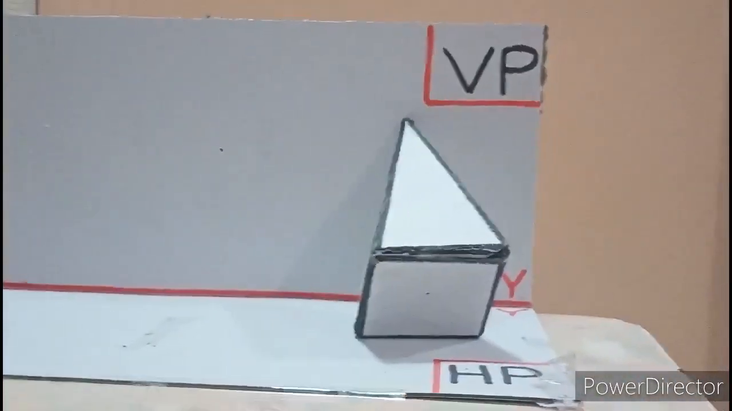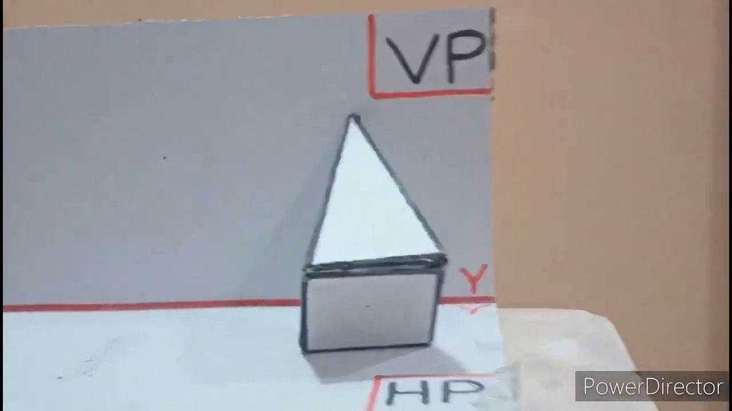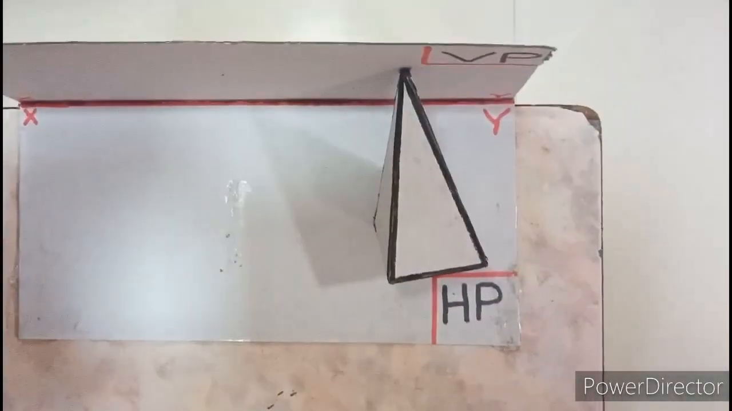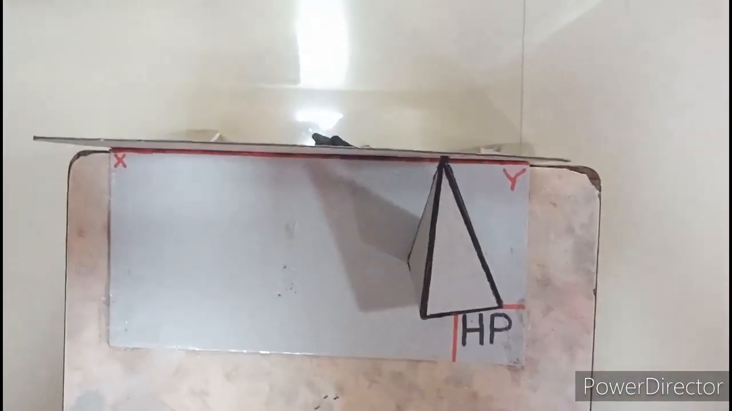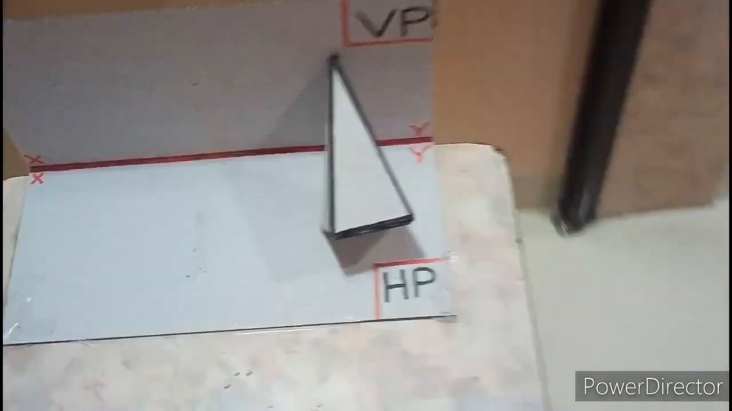So instead of square, the base will be triangle. That is the only difference, but the concept is going to remain same. And when you look in the top view, apex will be on XY. See, from the top view if you observe, VP is seen as a line, right? So apex will be in contact with XY, and in the front view if you observe, the base edge will be in contact with XY.